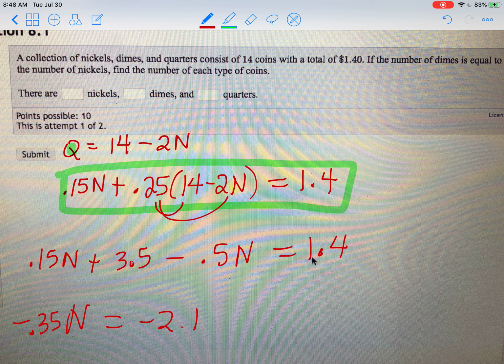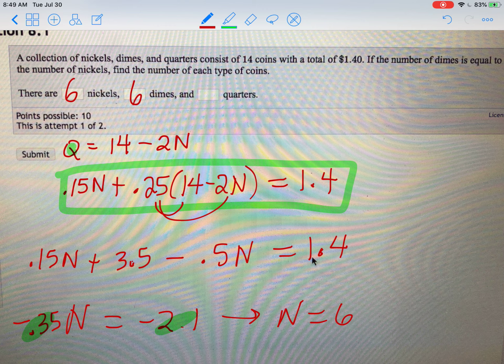And now in the final step, divide by this negative 0.35 on both sides. So negative 2.1 divided by negative 0.35. We know we're going to get a positive answer. N is 6. So that means you have 6 nickels. And the number of dimes equals the number of nickels, you remember? So that's got to be 6 as well.